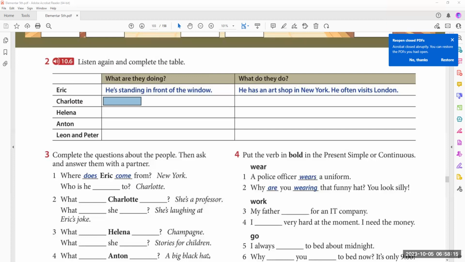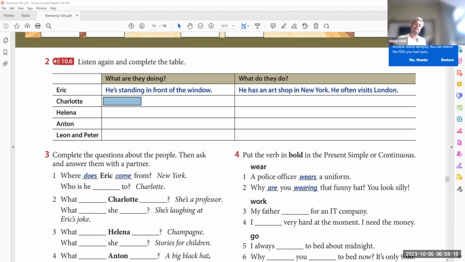She's drinking champagne. And another answer, she's wearing a beautiful pink scarf. And what does Helena do? She's a writer. She writes for children. The stories are excellent. They means the stories that she writes. The stories are very good quality. She's a very nice lady.